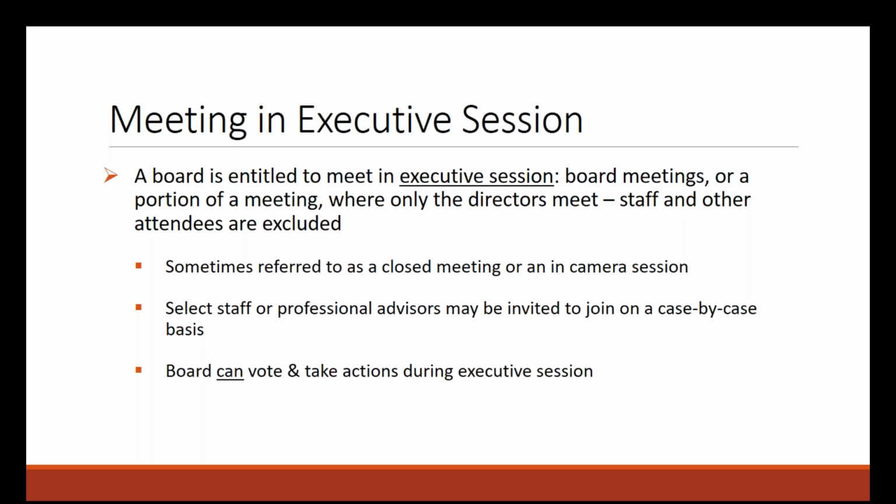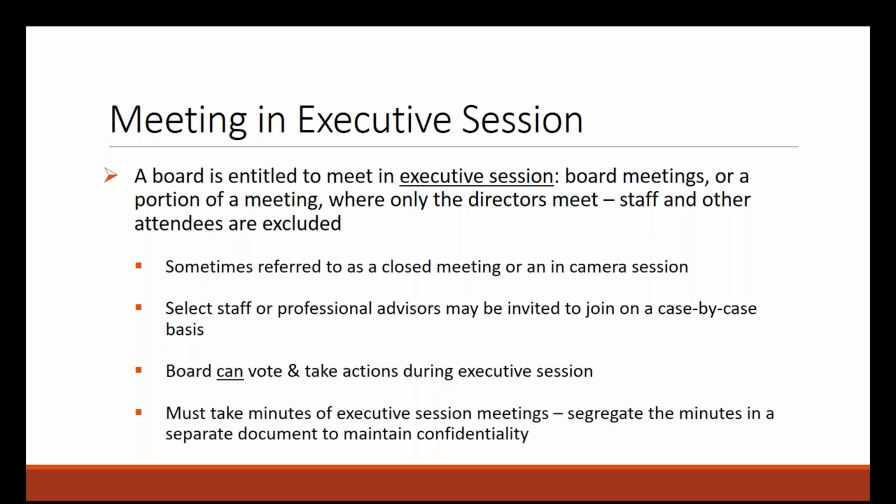The board can vote and take actions during an executive session. So just because you're meeting in a closed session or an executive session doesn't mean that you can't take votes. You can totally take votes. One thing that we want to emphasize is that you must still take minutes of your executive session meetings. You segregate those minutes in a separate document to maintain the confidentiality of what was discussed.